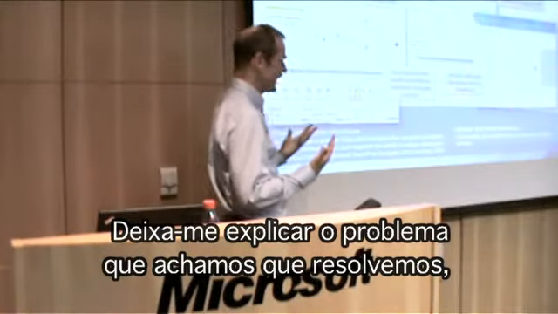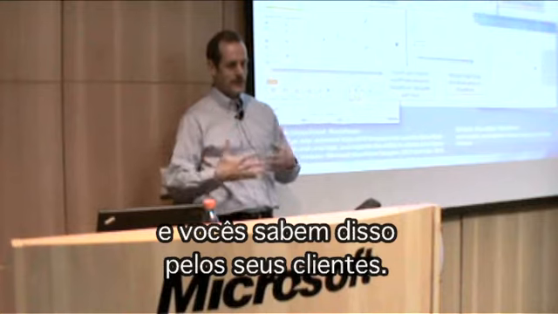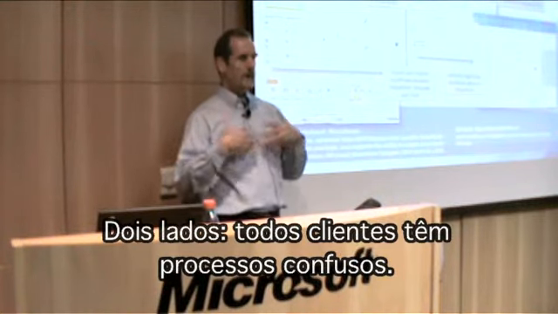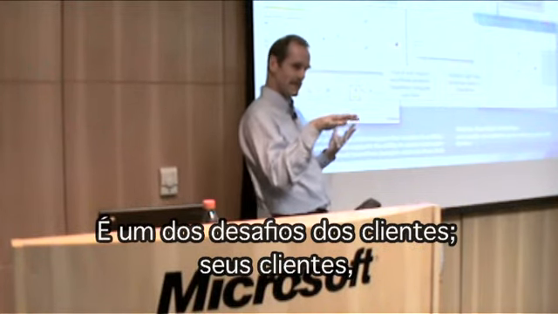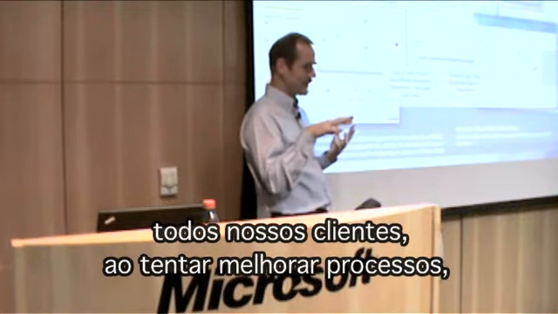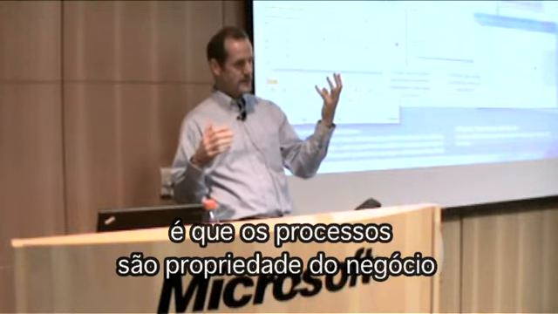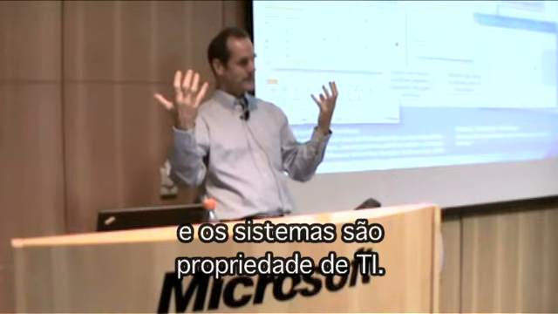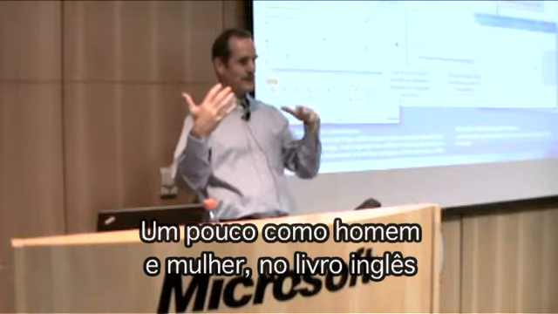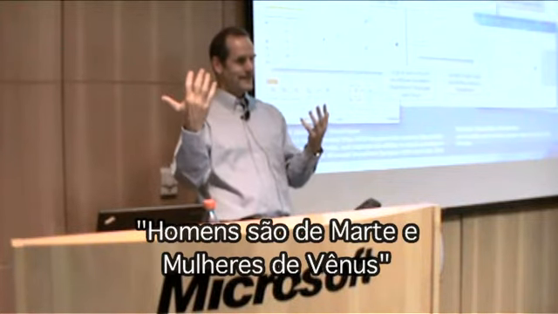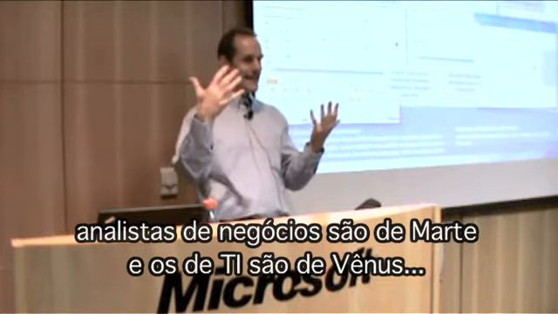Let me just explain how we think about what the problem is we're solving. And you know this from your customers. Twofold. All customers have messy processes. One of the challenges customers have when they try to improve process is that the processes are owned by the business and IT owns the systems. And it's a little bit like men and women. Do you know that English book, Men Are from Mars and Women Are from Venus? It's a little bit like business analysts are from Mars and IT's from Venus or something. It just doesn't work.